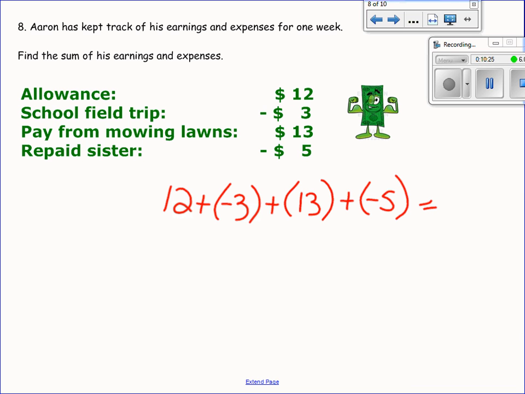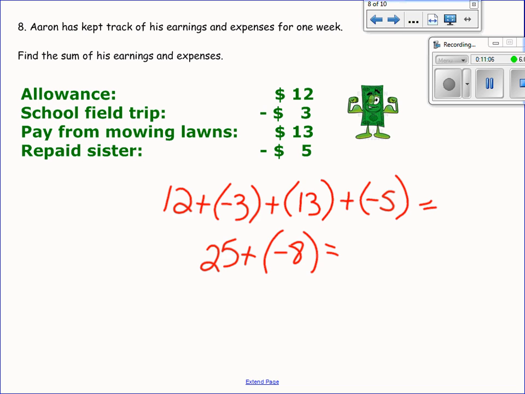Now there are two methods you could do this. You can go from left to right, solving 2 at a time. Or another method is add up all the positive integers, get your sum, then add up all your negative integers, get that total, and then use your integer rules for that. So let's add our positive integers. 12 plus 13 is 25. Now let's add all of our negative integers. I have a -3 plus a -5, which is going to be -8.